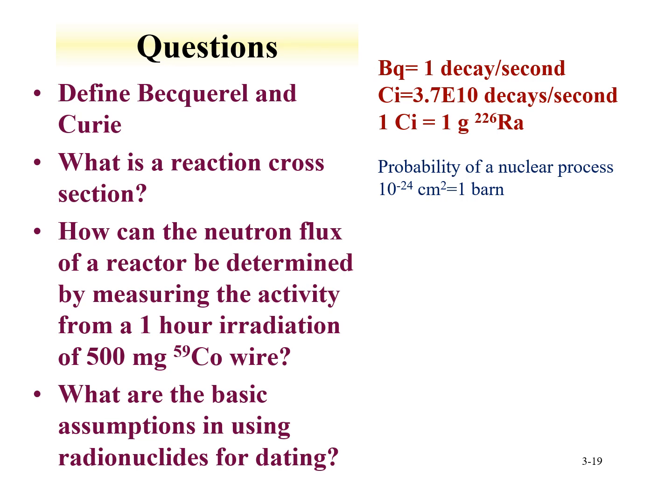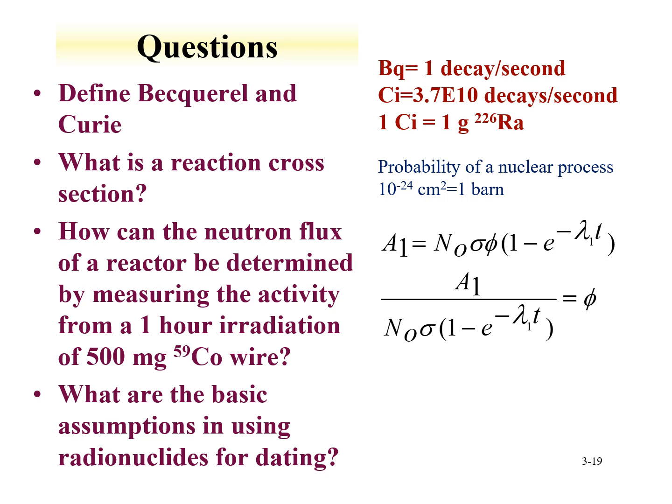So how can you determine a neutron flux in a reactor if you irradiate a certain amount of material for a given period of time? In this case, let's use the irradiation of a wire of cobalt-59, 500 milligrams of it, for 1 hour. Just use this equation where the activity, you can measure it, you can pull out the cobalt, measure it, the activity is equal to the amount of the cobalt-59.